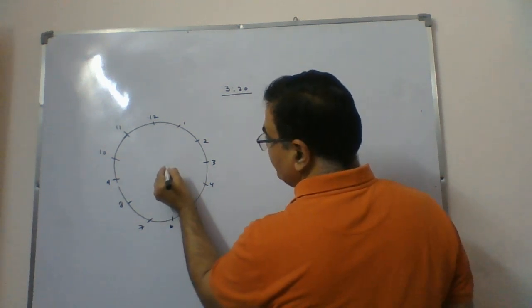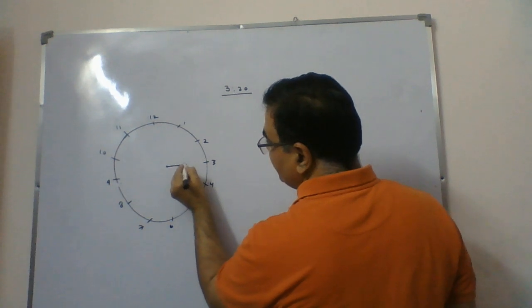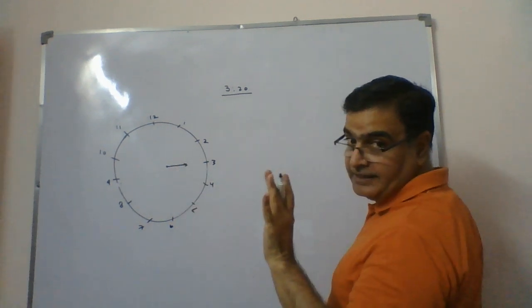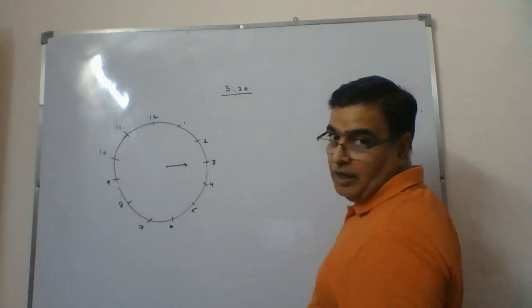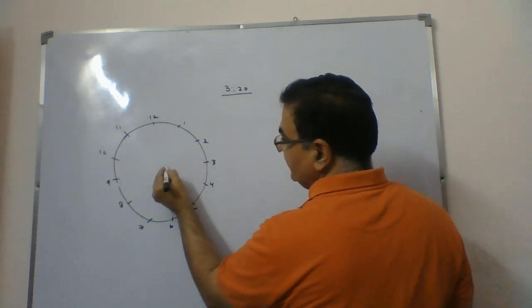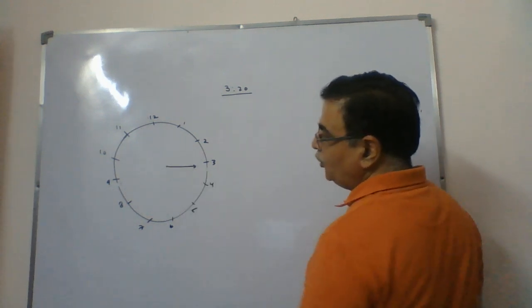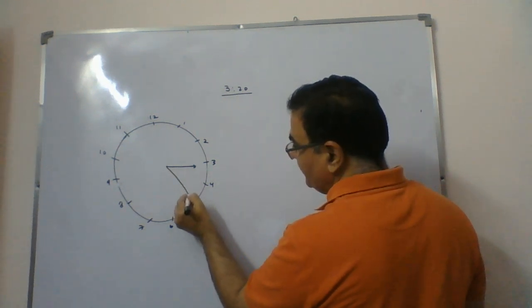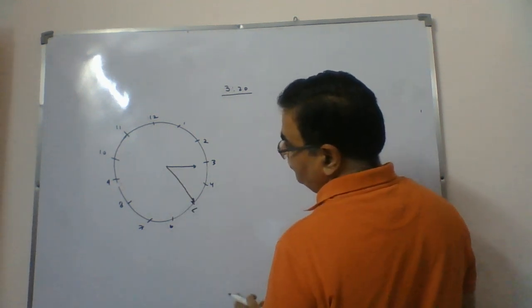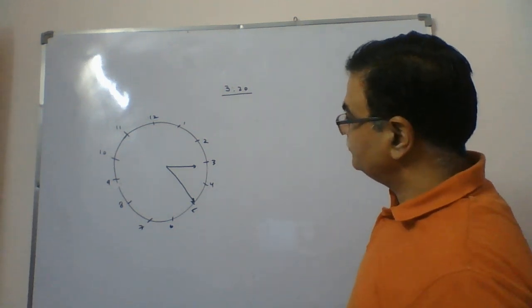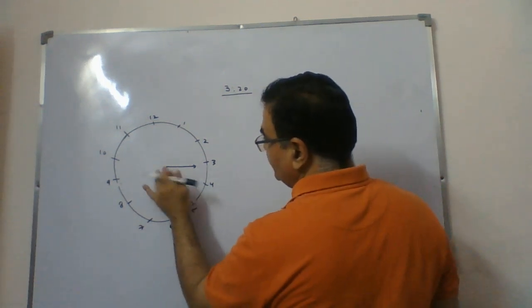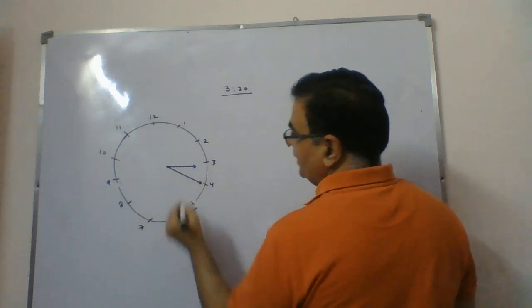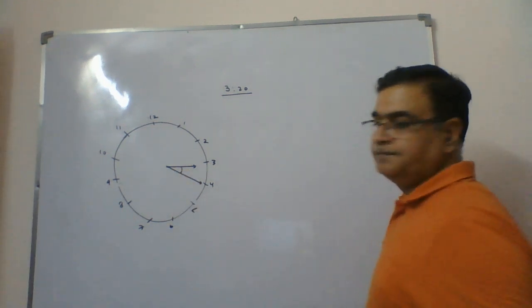So you should say that your hour hand will be nearly at 3, but not exactly at 3. It will be going a little below 3. And 20 means the minute hand will be exactly on 5, or 4, sorry. 20 means it's 4. And they are asking what this angle is.